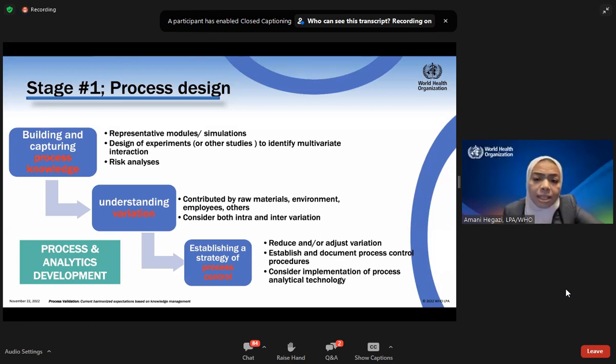And here also, it's very important to implement risk assessment for every process step using different quality risk management tools so that you can identify the risky step, the risky activity, and propose controls to minimize that risk. A very important point is understanding variation contributed either by the raw materials, environment, employee, or others. And this variation should consider the impact on both the intra and inter variation. So it should consider whether this variation will impact consistency between batch to batch or between unit to unit within the same batch. And the main deliverable of this stage is establishing an initial control strategy.